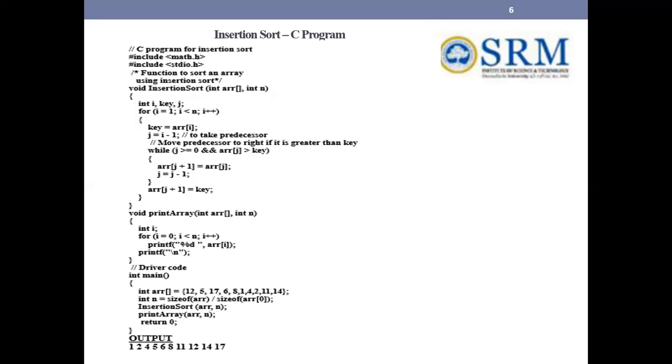Instead of assigning the initial values in the program itself, we can use scan array to get the values from the user during runtime, and call the insertion function and print functions. Finally, in the output, we get all the values in ascending order. So this is the implementation of insertion sort in C language.